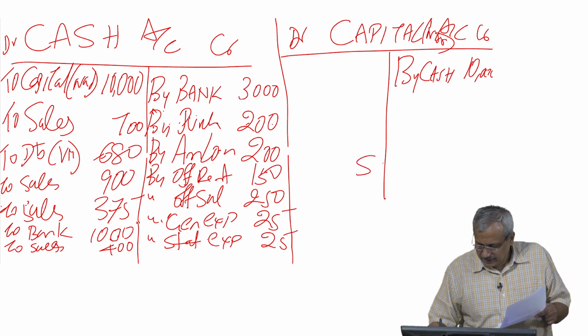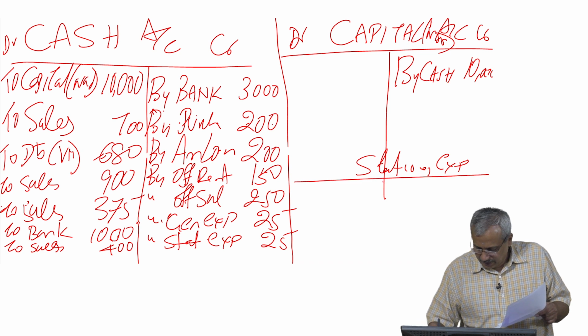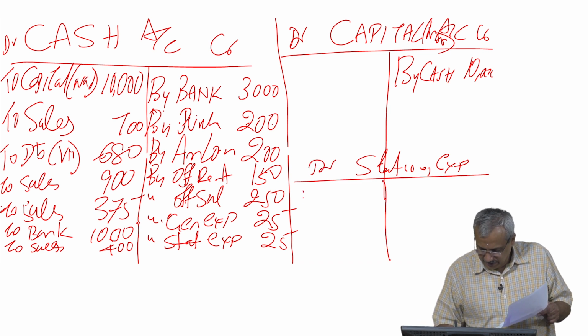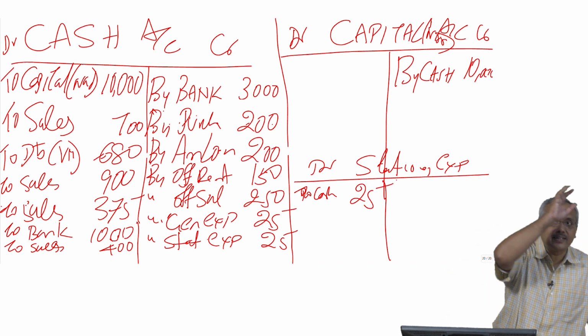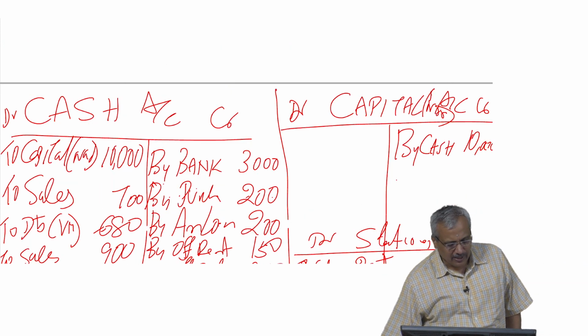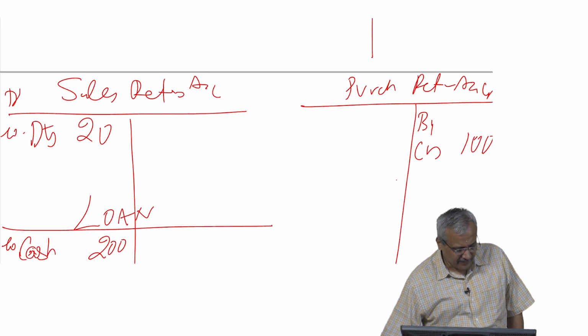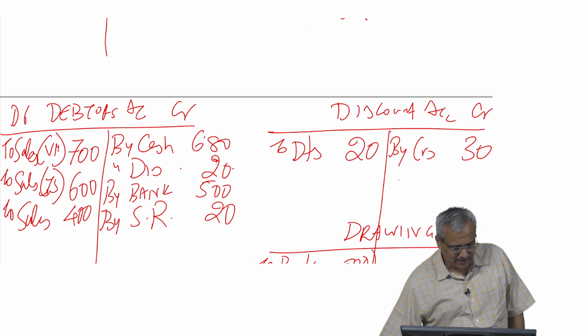I will open a stationery expenditure account out here, and stationery expenditure account has been debited to cash rupees 25. Now that brings me to the end of all these transactions. All that I have to do is I need to know what is the balance of cash, what is the balance of bank, what is the balance of debtors, etc.